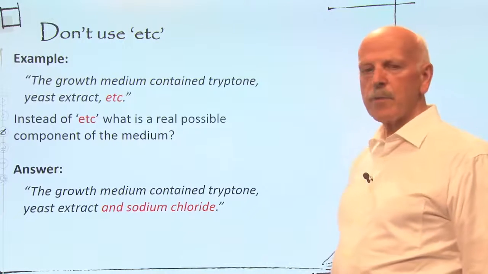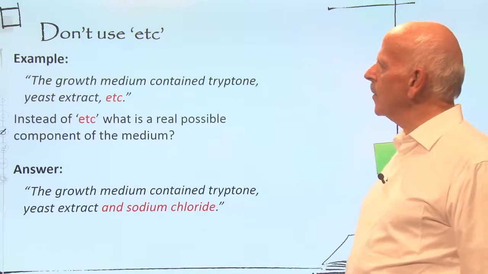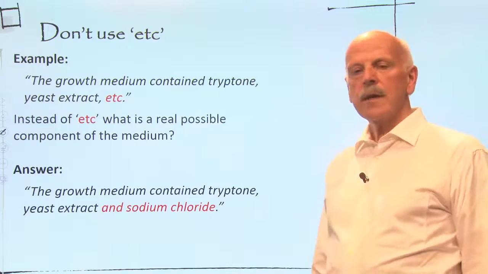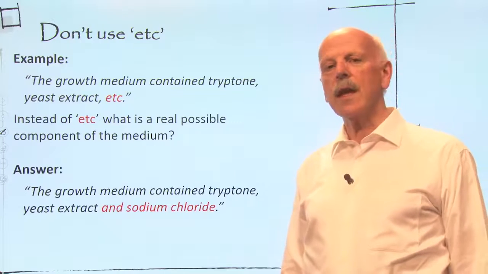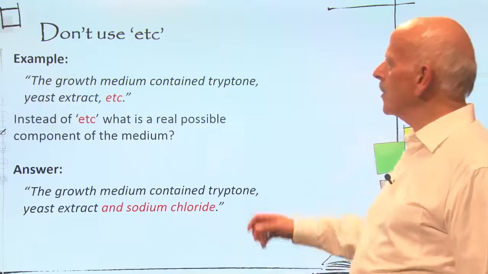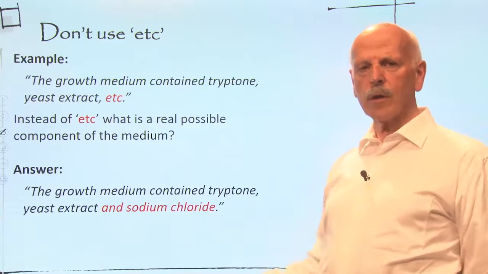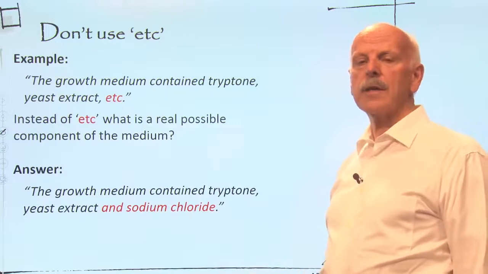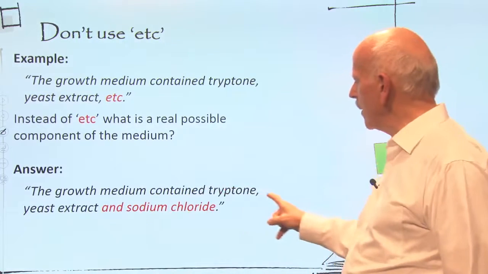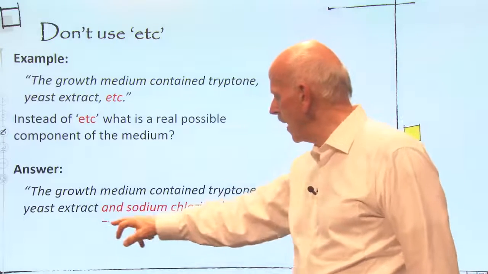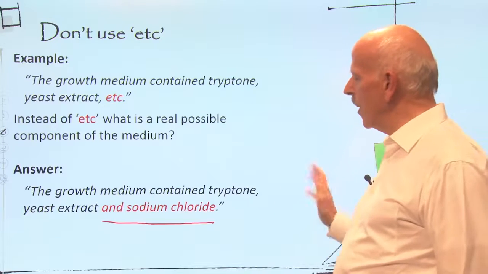Another expression that is not a good idea in scientific writing is "etc." Don't use "etc." If you know what the "etc." is, then include it. If you don't know what the "etc." is, then don't include it and just have "and." So: the growth medium contain tryptone, yeast, etc. Well, what could the "etc." be? Well, it might be several additional components. So instead of "etc.," one real possibility is: the growth medium contain tryptone, yeast extract, and sodium chloride. That's it. That's the sentence, not an "etc."